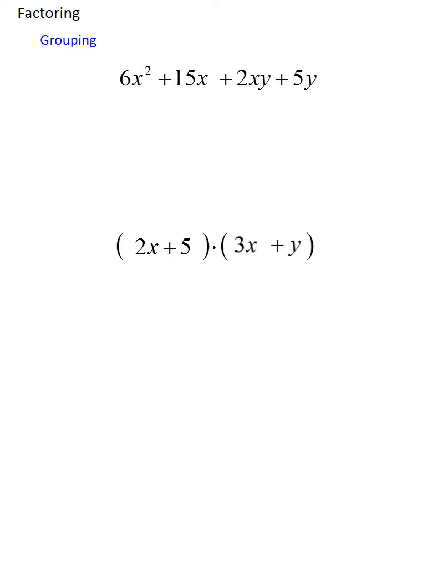All right, using the FOIL technique, first times first, outer times outer, inner times inner, and last times last, you'll notice we do in fact get an equivalent polynomial to the original problem. The terms are in a different order, but that doesn't make it a different polynomial. And that proves that this factorization is correct.